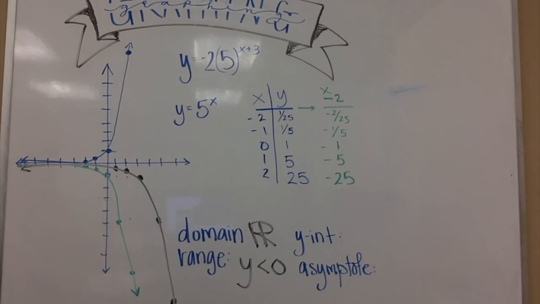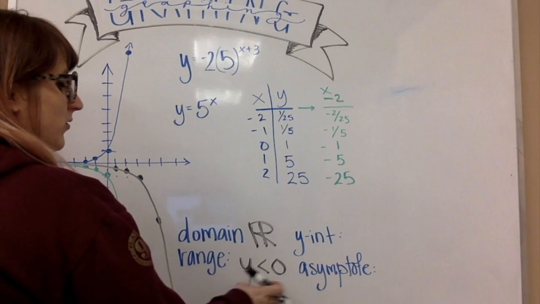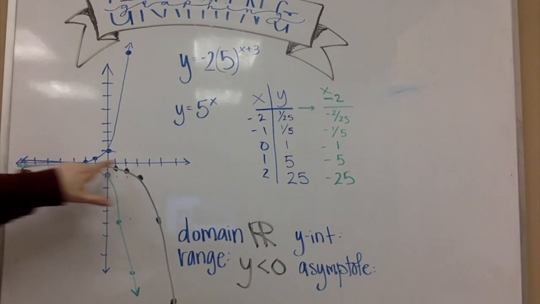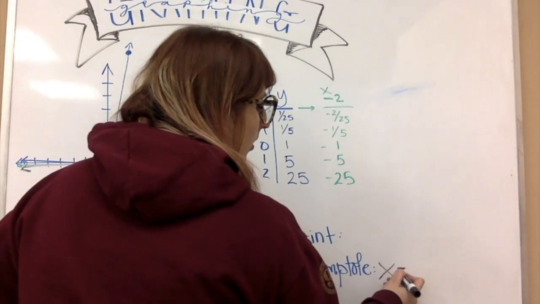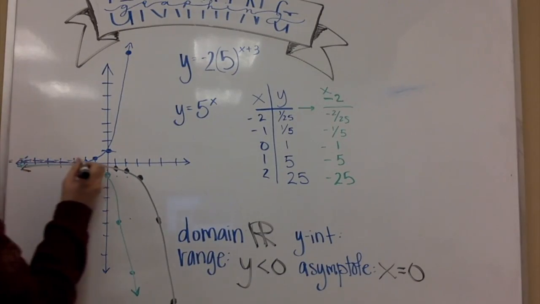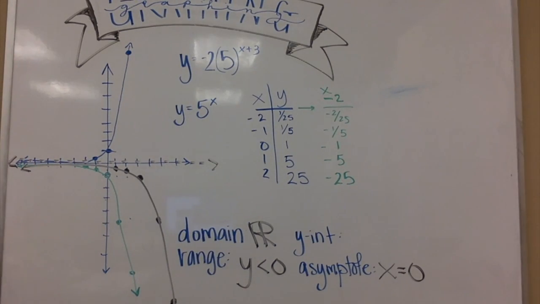Lastly, second to lastly, my asymptote. So your asymptote and your range kind of go together here. So we see how y can't pass this line. So what line is this? This is your y equals 0. This line right here is the line our graph will never pass. That's your asymptote. And then lastly, you have your y-intercept.